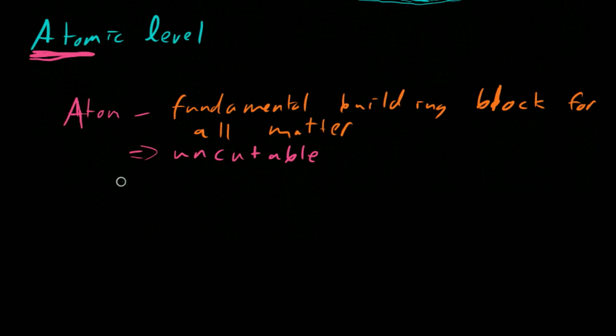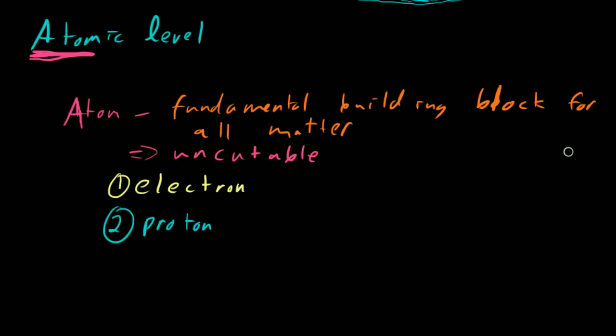For our purposes in this course, and there are more parts to an atom, what we're going to be talking about are the three main parts of the atom. The first one is the electron. The second one is the proton. And the third one is the neutron.